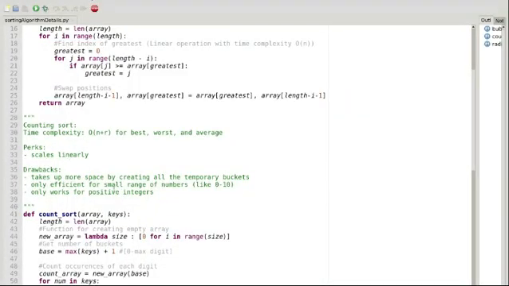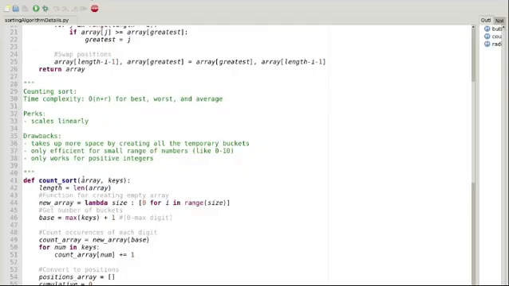The drawbacks are that it takes up a lot more space to create all the temporary buckets, and it's only efficient for a small range of numbers, like 0 to 10. It also only works for positive integers, because it uses the indexes and you can't have a negative or floating point index.